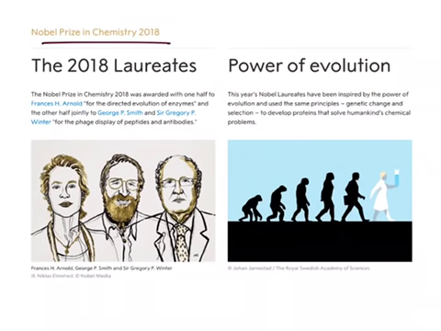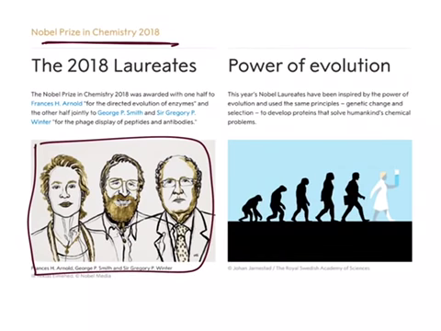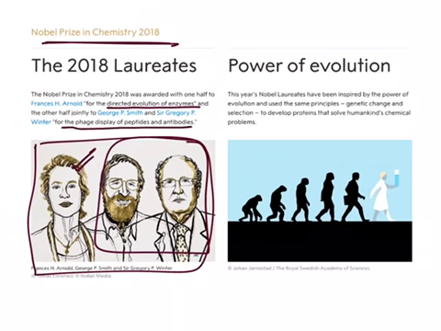Next is the Nobel Prize in Chemistry. This year, three people got the Nobel Prize in Chemistry. Frances Arnold got the Nobel Prize for discovering the directed evolution of enzymes. These two people got the prize because of the discovery of phage display of peptides and antibodies.